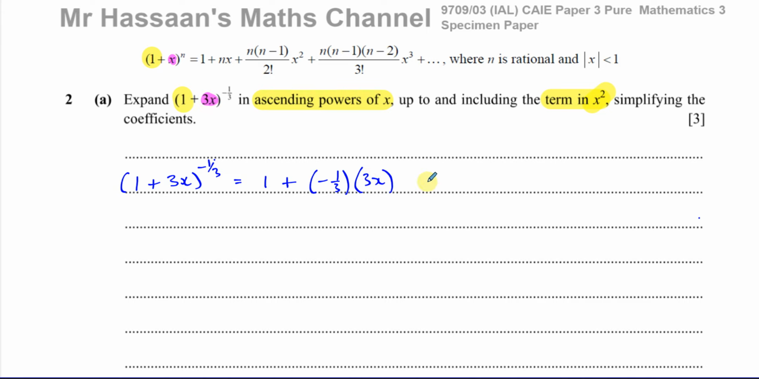So that's the first two terms, and then we have one more to go, plus n times n minus 1. So n is minus 1/3, and n minus 1 is minus 1/3 minus 1. So if you do minus 1/3 minus 1, which is minus 3 over 3, you get minus 4 over 3.